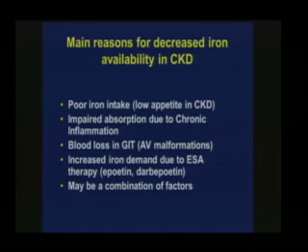There's also the issue of decreased iron availability in chronic kidney disease, and this happens because of many different factors. Most patients with CKD have diminishing appetite, so their oral intake is low, and therefore their oral iron intake is low. There is impaired absorption across the GI tract due to chronic inflammation. There's also blood loss in the GI tract because many of our CKD patients have AV malformations and telangiectasias. So there's chronic, indolent, slow and steady blood loss. And there's increased iron demand because of the erythropoietin therapy that we administer. And of course, it can be a combination of all these factors.